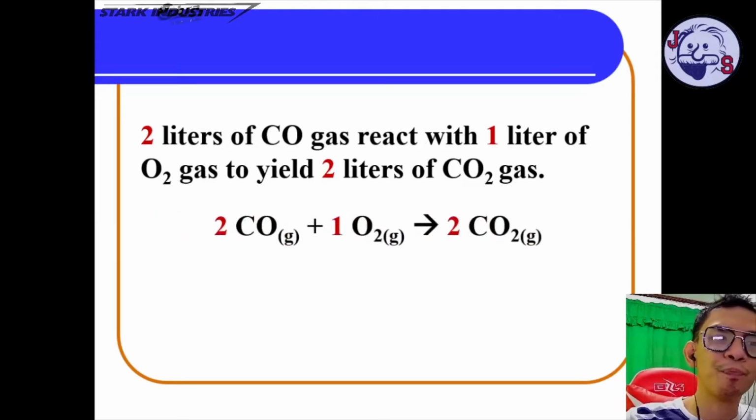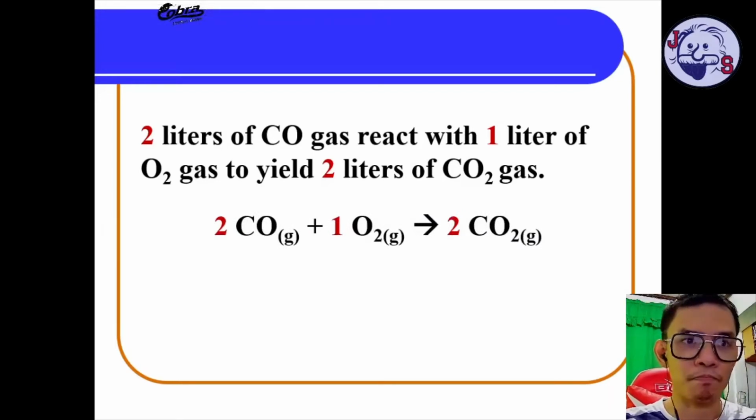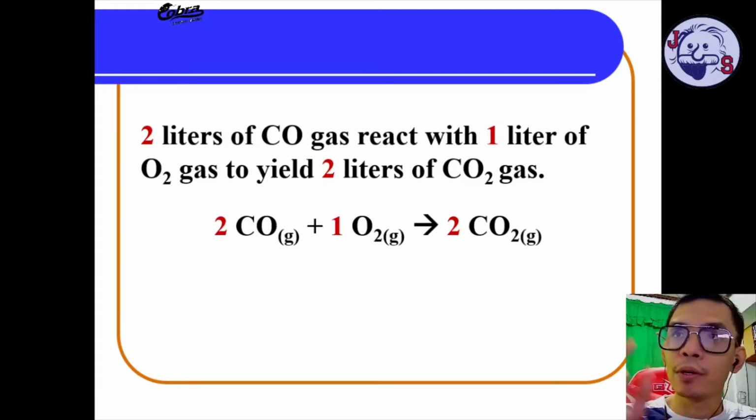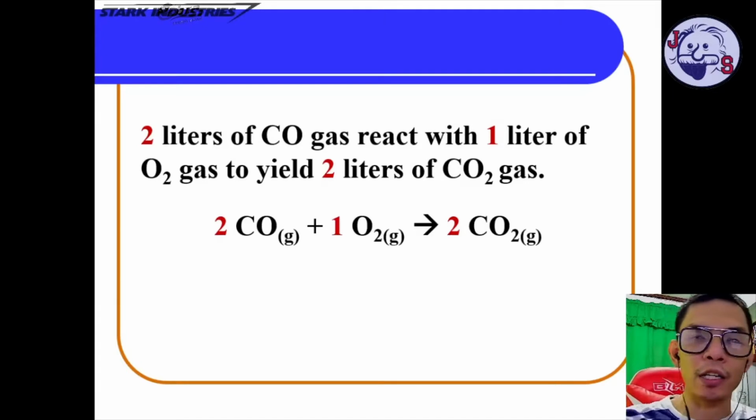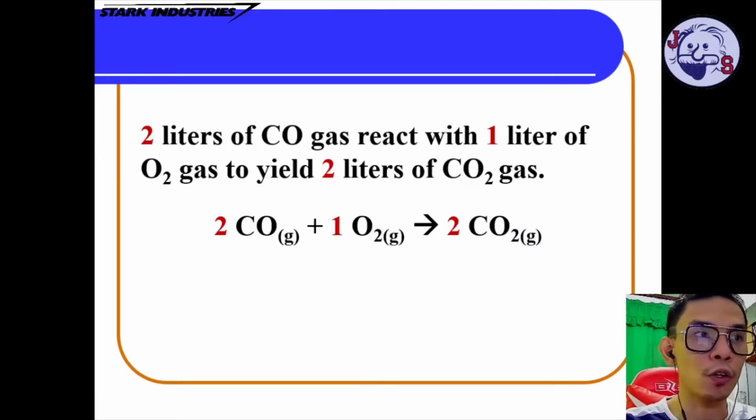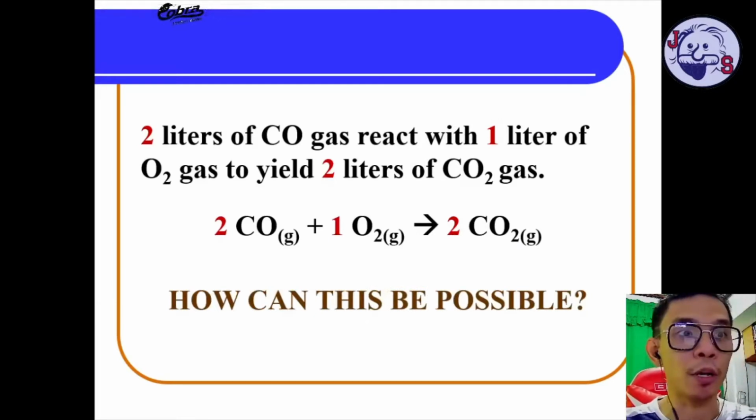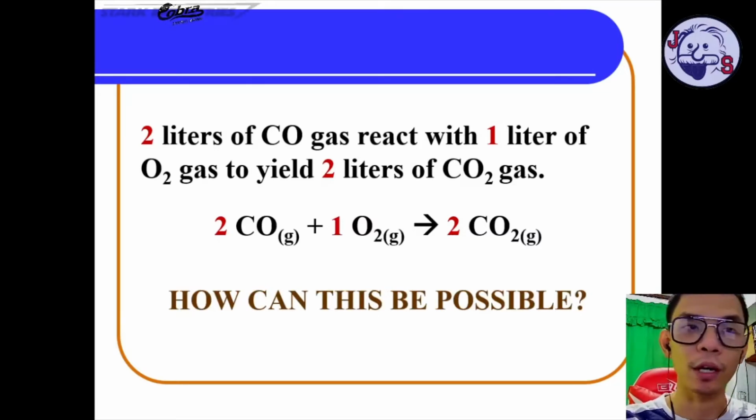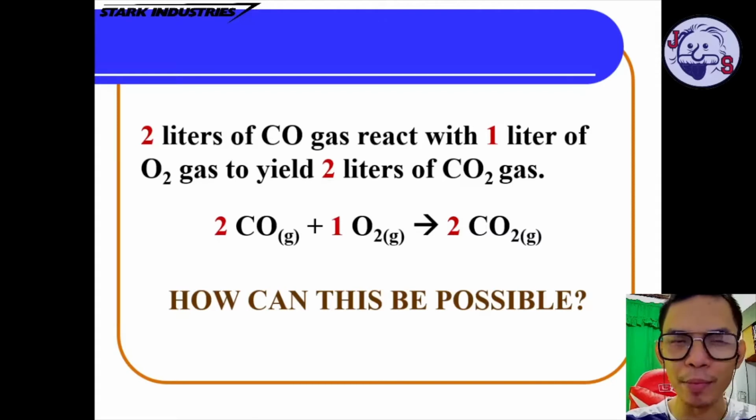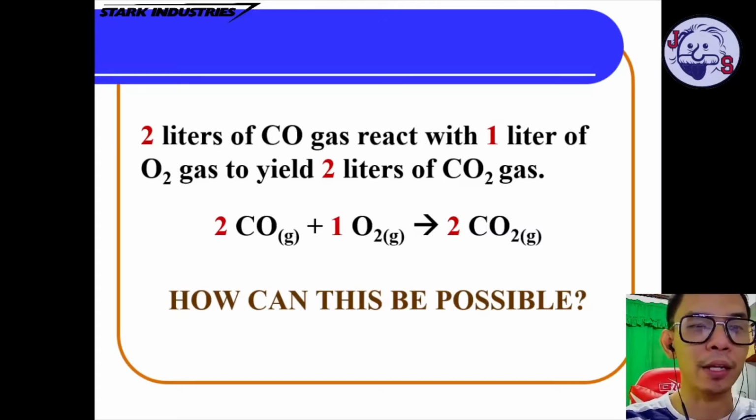We have right here the complete chemical formula together with its balanced form, showing how this statement will work. With the use of this chemical formula, we will be able to find out if the statement is true. So how is that possible? Literally, if you add 2 carbon monoxide and 1 oxygen, you will add up to 3, right? But in chemistry, it doesn't work that way.